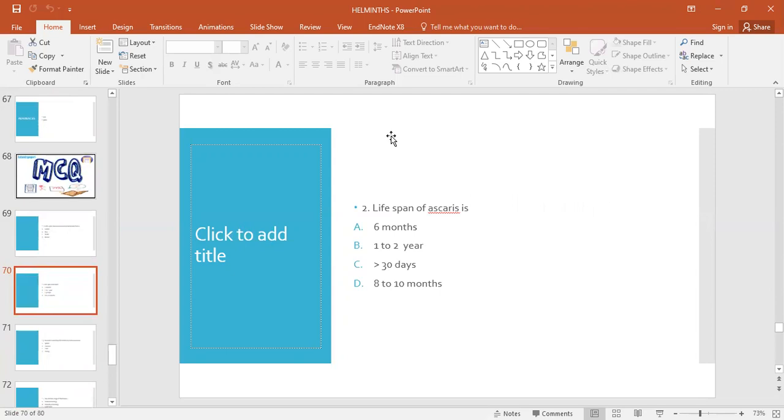The most commonly infected site by Trichuris trichiura. Yes. The infective stage of Trichuris trichiura is embryonated egg, unembryonated egg, adult form, or the two stages. Yes, it's an embryonated egg. Unembryonated egg is not the infective stage. Which disease is caused by soil-transmitted helminths? Amebiasis, leprosy, poliomyelitis. Yes.